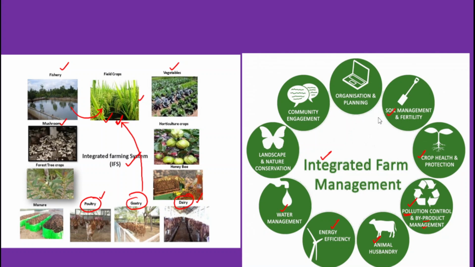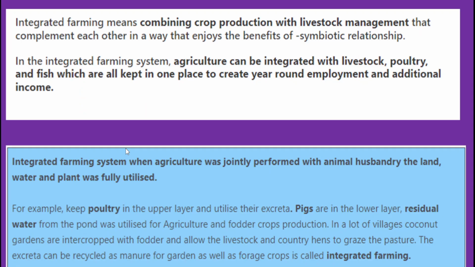Then there is soil management and fertility, organization and proper planning, because you are not just dealing with one single crop, rather you are dealing with multiple avenues. After that, community engagement and landscape and nature conservation. Since integrated farming has a lot of potential in substantially increasing farmers' income, and it can even achieve the goal of doubling farmers' income, and women have a key role in the integrated farming system, it has been increasingly emphasized in recent times. However, providing adequate extension and awareness to the farming community is very important.